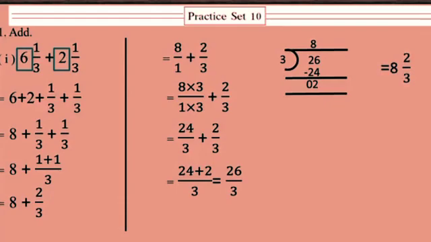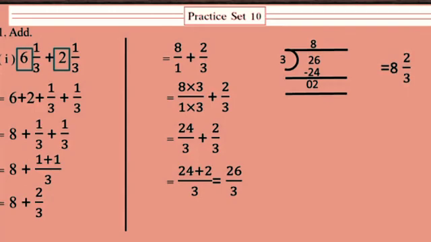Now we'll learn addition and subtraction of mixed numbers. So practice set number 10. So let us start. Here we will learn how to add mixed fractions and subtract them. See the question number 1. 6 1 upon 3 plus 2 1 upon 3. Here we'll add 6 plus 1 upon 3 plus 2 plus 1 upon 3.